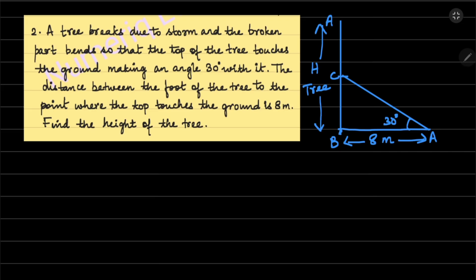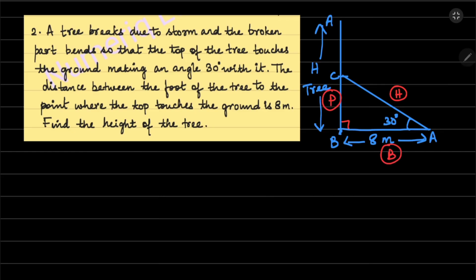Again, it's very easy. Just identify your hypotenuse. So what is the total height of the tree? If you have to find this particular length, BC is something which you have to find, and you also have to find AC, right? BC plus AC will give you the total height of the tree. So this is your hypotenuse, this is your perpendicular and this is your base.